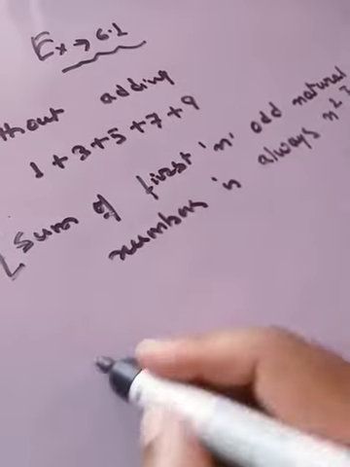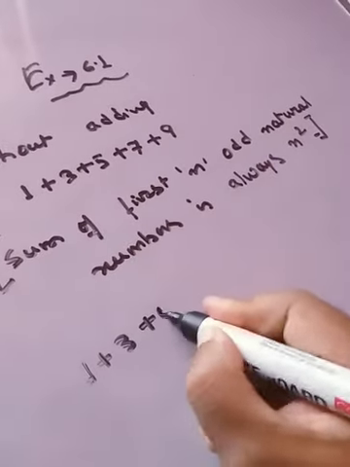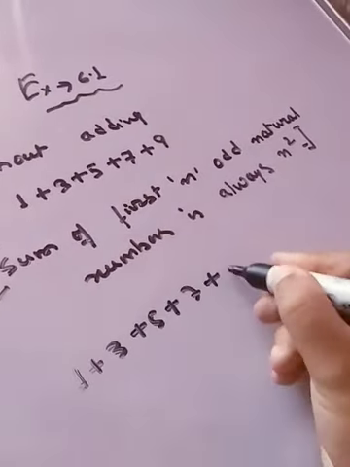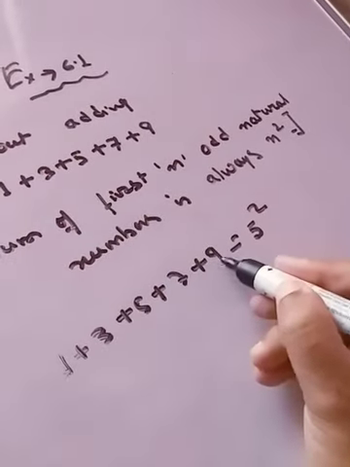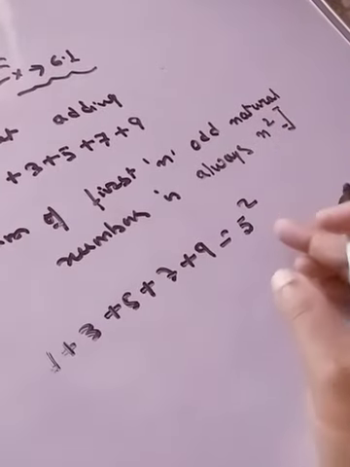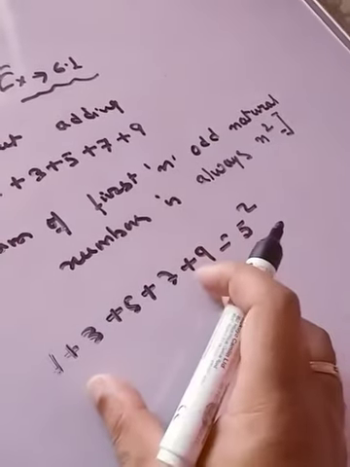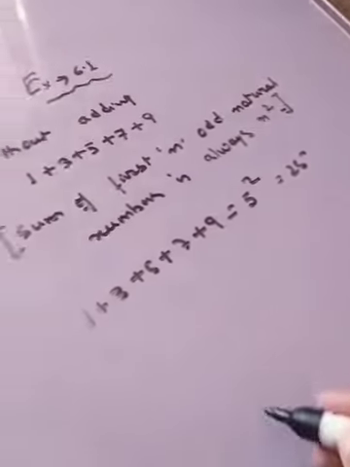So 1, 3, 5 plus 7 plus 9 will equal 5 square, because there are 5 odd natural numbers. When there are 5 odd natural numbers, the sum will be equal to n square. What is n for this particular sum? 5. So it will be 5 square. So your answer is 25.